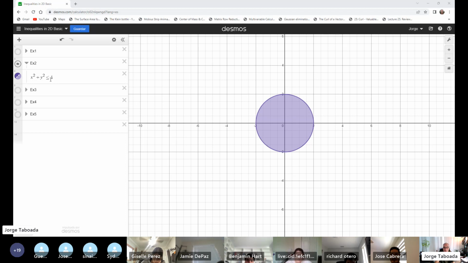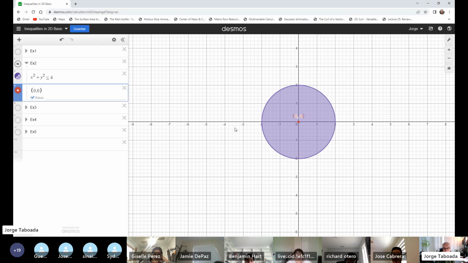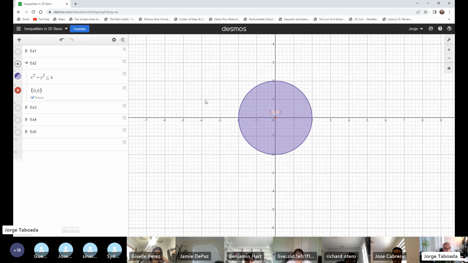Any point inside is an excellent testing point, for example (0, 0). Okay, let me try. (0, 0) is the origin, no? I put (0, 0). (0, 0) is here in the origin. And does (0, 0) belong to the solution? Yes. It's inside the solution. Okay, one arbitrary testing point. And suppose another point outside, for example (3, 3).